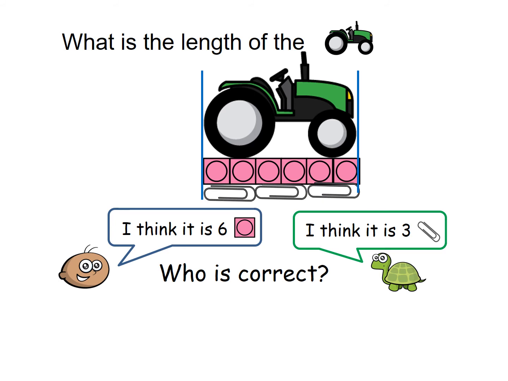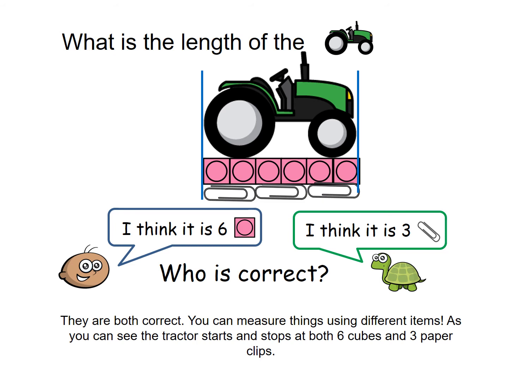Okay, so as you can see, 6 cubes and 3 paper clips both fit the length of the tractor. So that means they are both correct, because the cubes and the paper clips are different sizes. So it doesn't mean that it's going to be the same amount of cubes as paper clips as lolly sticks, because the items you are using are also different lengths.